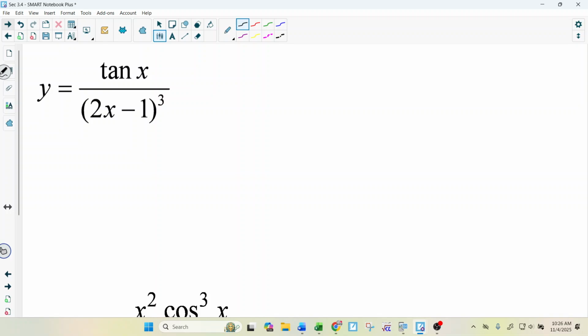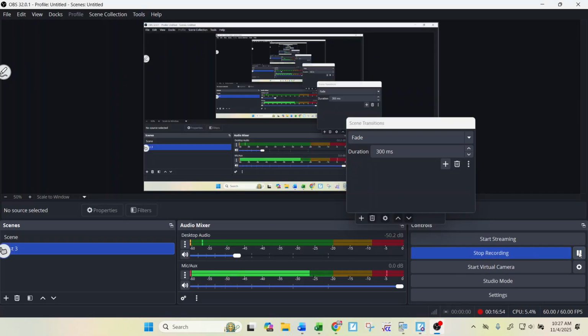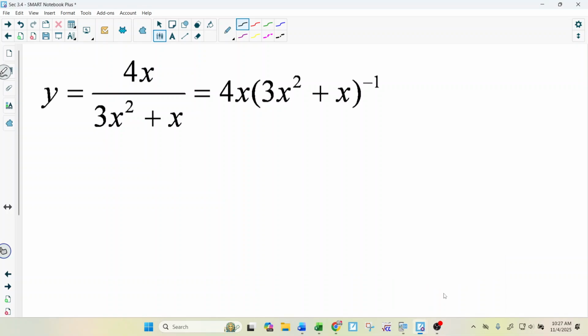All right, let's try that one. Tangent of 2x minus 1 cubed. We're just going to do some practice here. Let me look at this one because this goes into the next one.